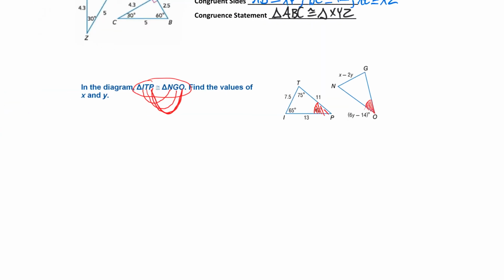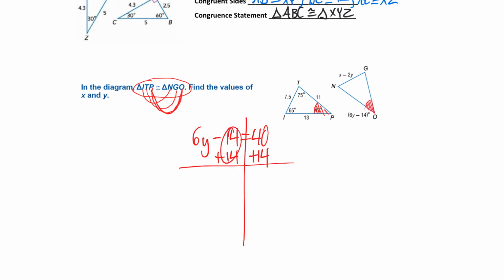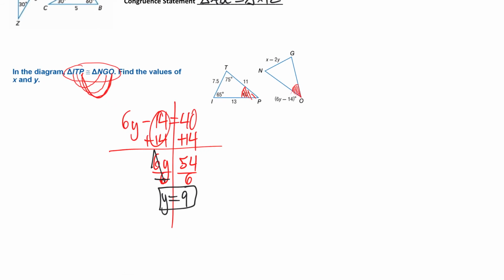So to find Y, I'm just going to set 6Y minus 14 equal to 40, and then solve for Y. So we would add 14 to both sides. That would zero out. 6Y equals 54, divided by 6, 9. So Y equals 9.